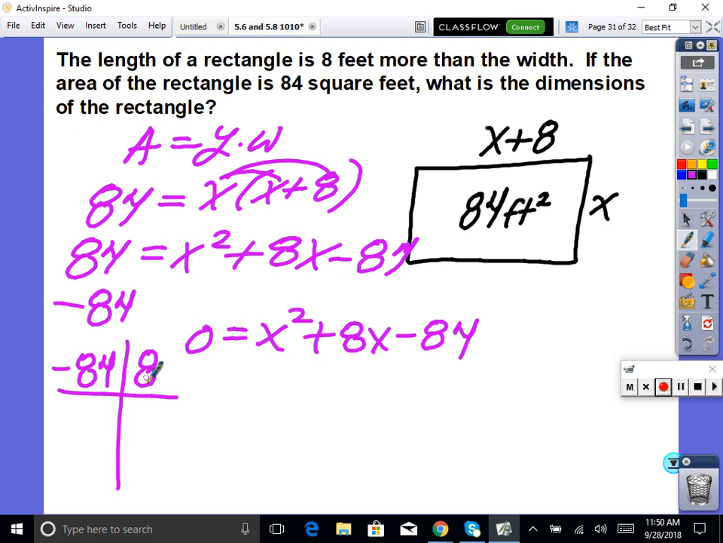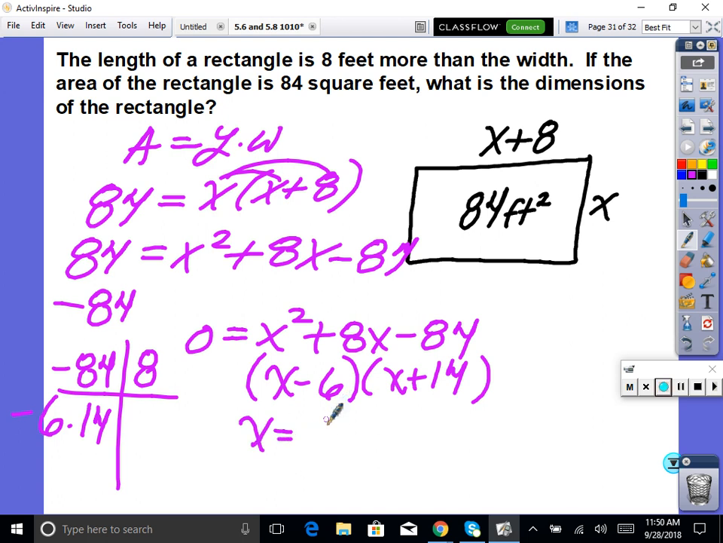Somebody grab a calculator and try this for me, real quick. 84 divided by 6. 6 times 14. So, which one's negative? 6, and then we're going to quick factor it. So we have this, x minus 6 and x plus 14. Well, if that's true, then we get x equals 6 and x equals negative 14.